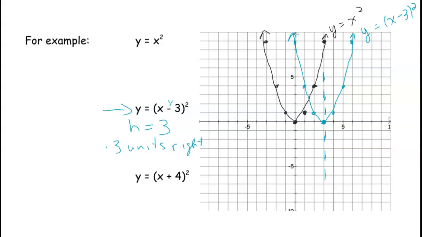Okay, so I would like for you to try out this last one to see how you do, to see if you would know what the graph of that function would look like. So pause the video, give that a try, and resume when you're ready.